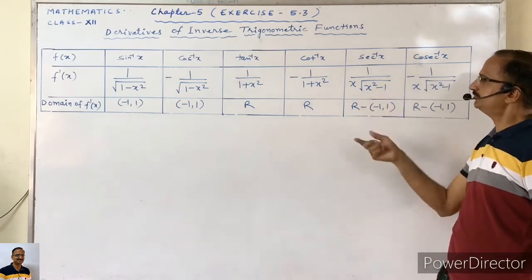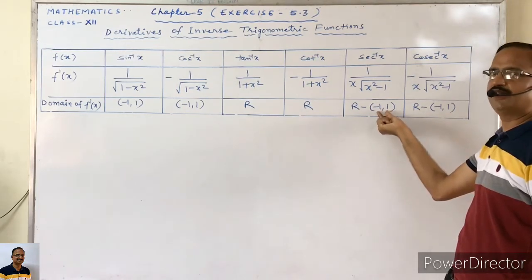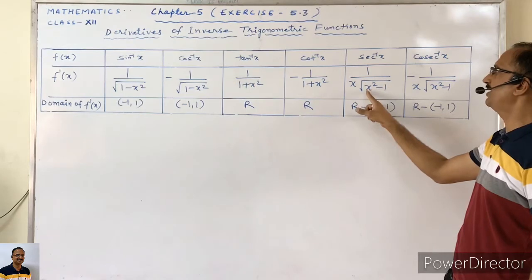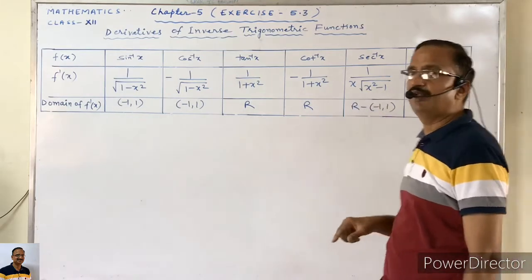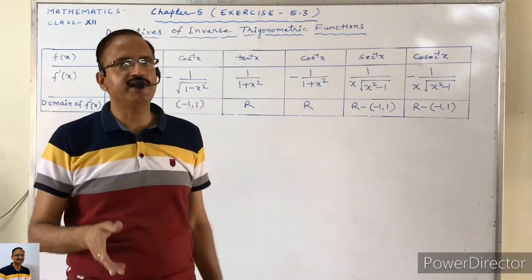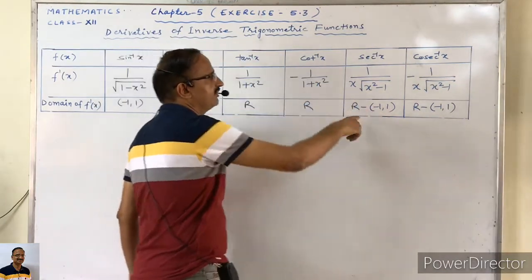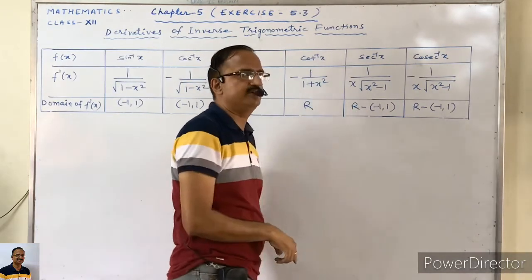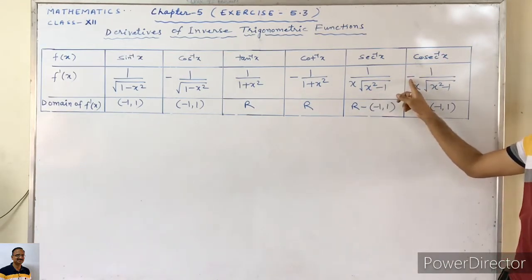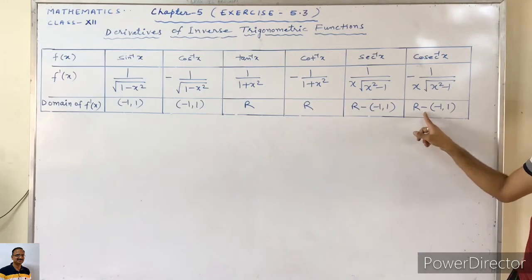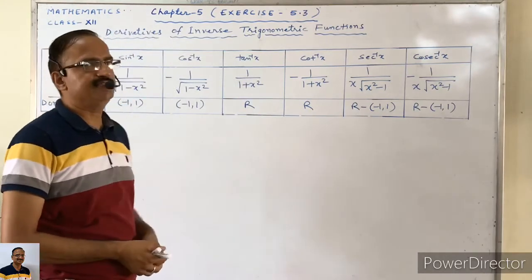Suppose in this if you put half, a number lying between minus 1 and 1, then this is 1 by 4 minus 1, which is minus 3 by 4. So in the square root we have minus 3 by 4, and that is an imaginary number. That's why the domain of the derivative of sec inverse x is R minus the open interval minus 1 to 1. Now cosec inverse x, the derivative is same with minus sign and the domain is also same. So with the help of these we will solve the questions of exercise 5.3.